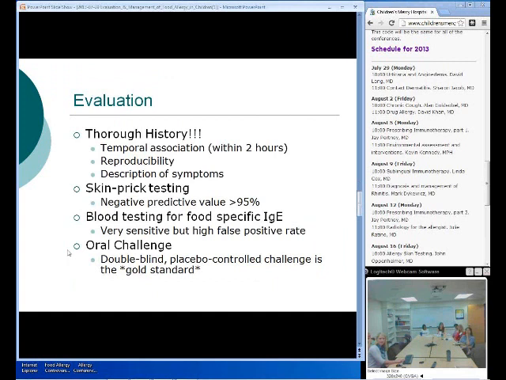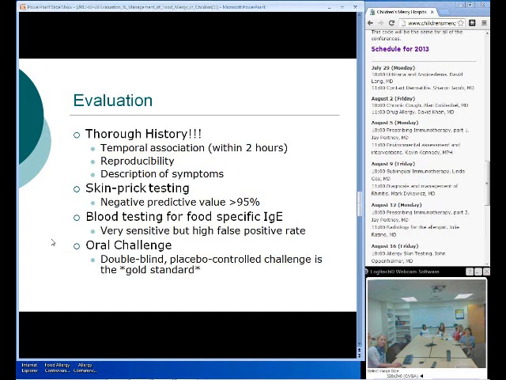In terms of evaluation, if I have learned anything this month, it's been that you need a history to support a possible food allergy. So really being specific in terms of when the ingestion occurred and how long after that ingestion the symptoms started, and what exactly was ingested or what ingredients could have been involved.